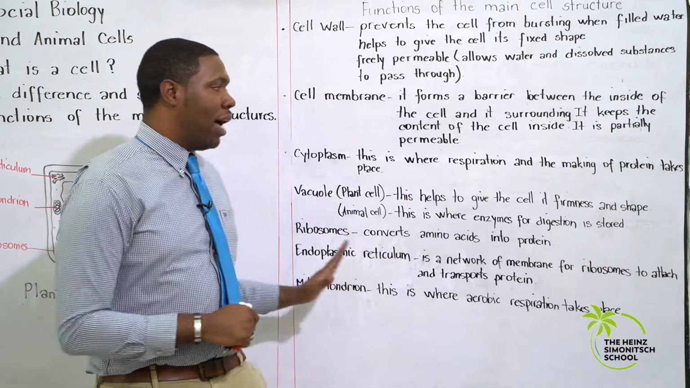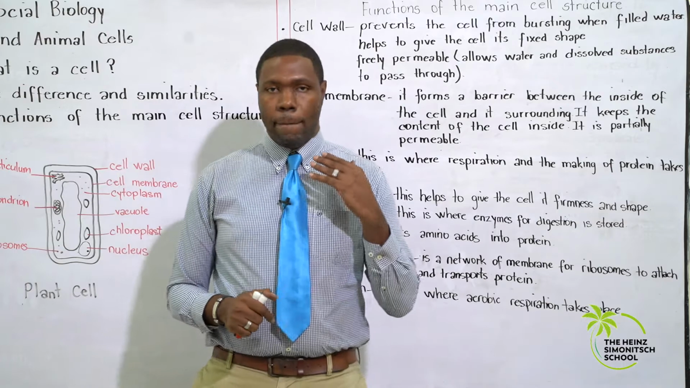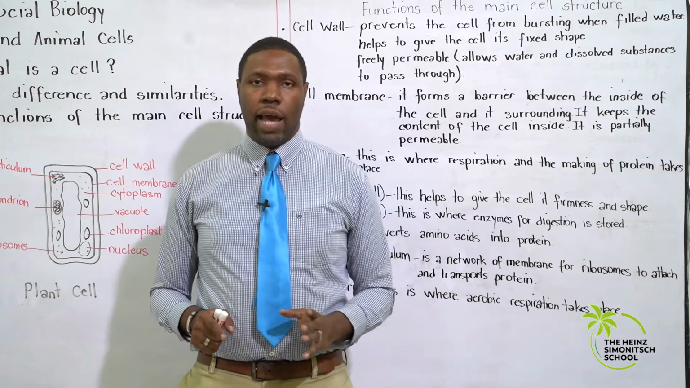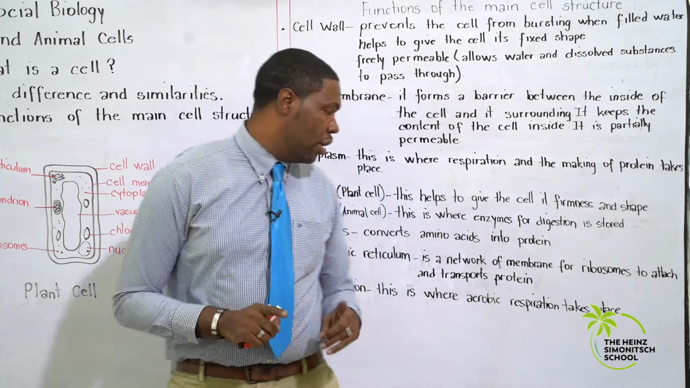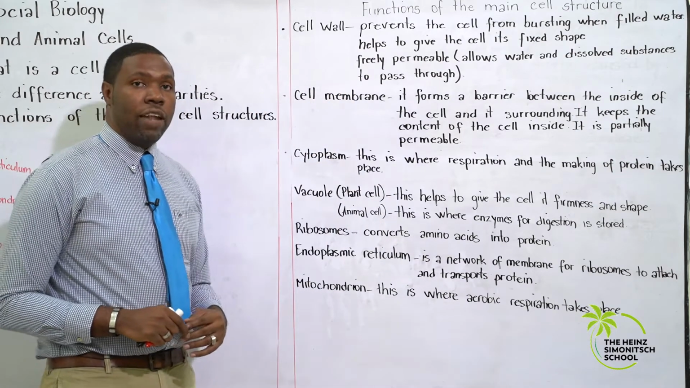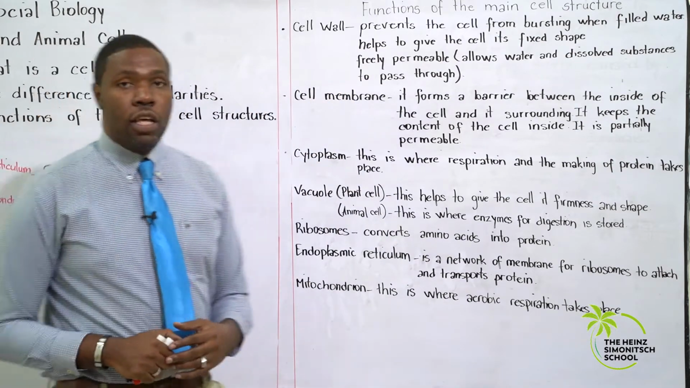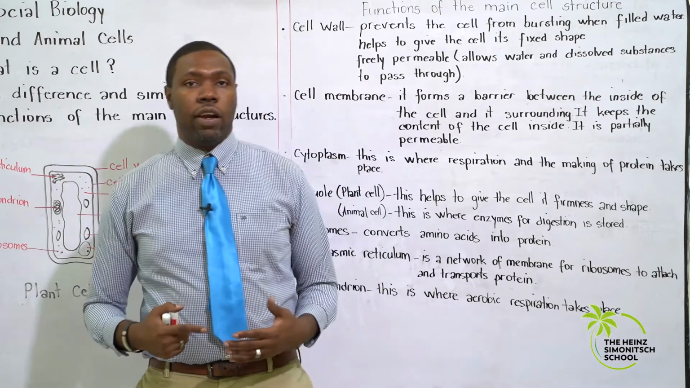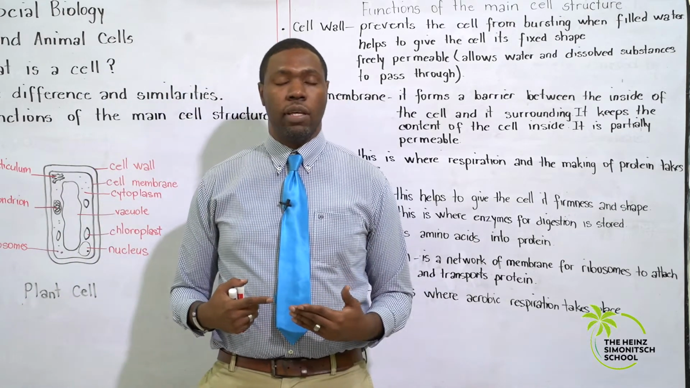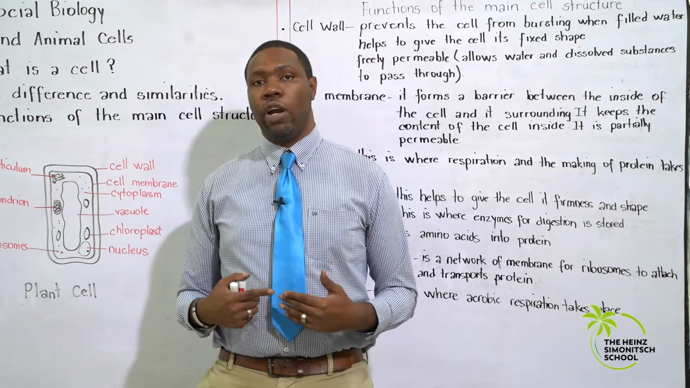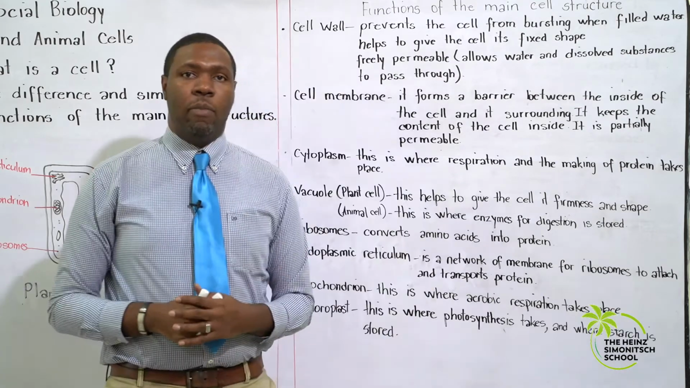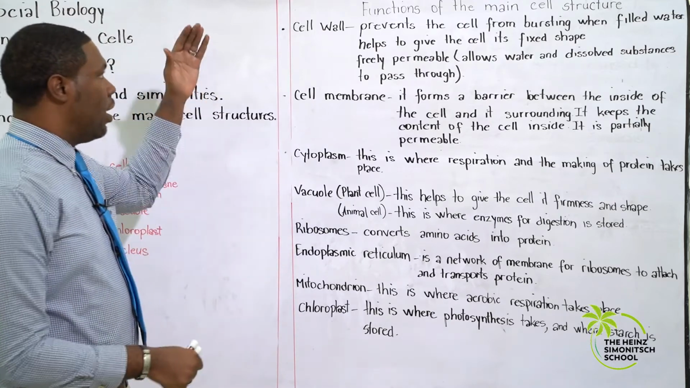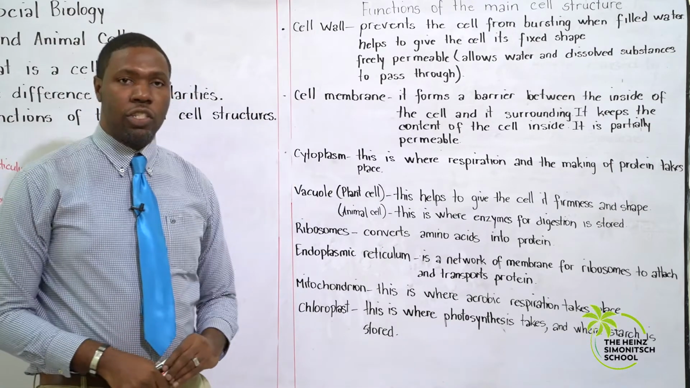Now, chloroplasts are found in plant cells. They are not found in the animal cells. All right? Just want to make that distinction. Nevertheless, let's write the function of the chloroplast. The chloroplast is where starch is stored, and this is where photosynthesis takes place. There you have it, boys and girls. The functions of the main cell structures.